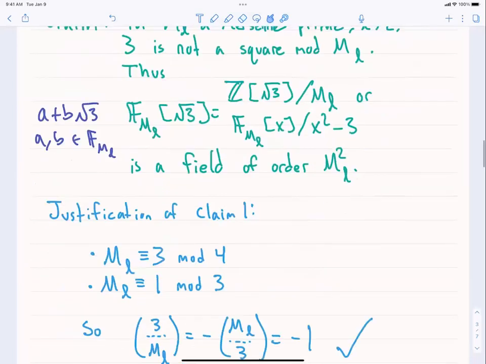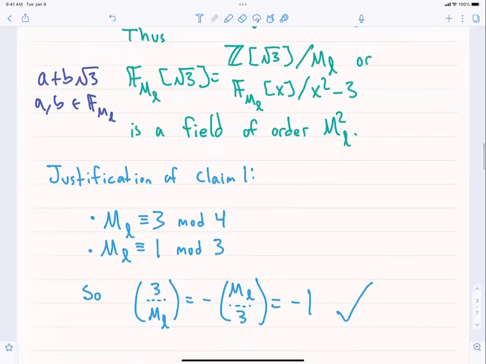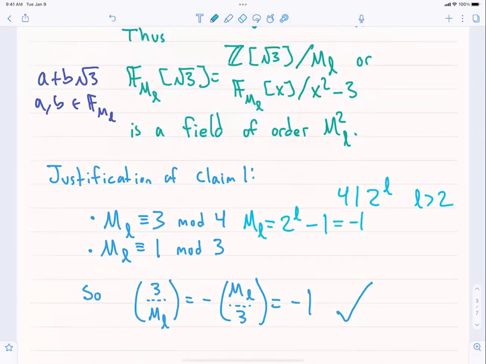Okay, so let me justify this claim that 3 is not a square modulo M_L. It follows from quadratic reciprocity once we have two facts. First, M_L is congruent to 3 mod 4. This is because M_L is equal to 2 to the L minus 1, and 4 divides 2 to the L, because L is greater than 2. So this is equal to minus 1 mod 4, which is 3. In fact, this is also true mod 8, which we'll use later. I'll come back to that.